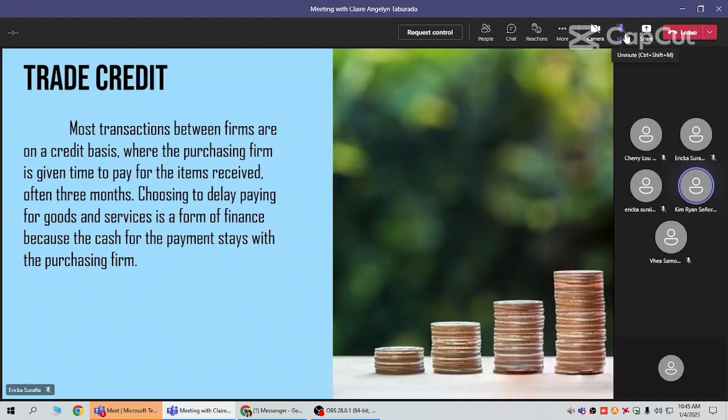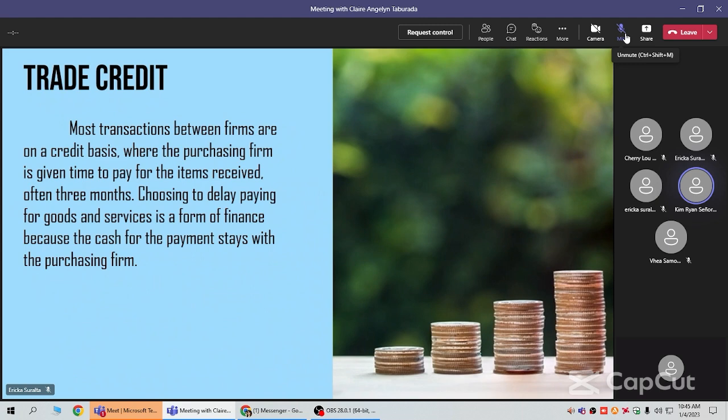So we have trade credit. Most transactions between firms are on a credit basis, where the purchasing firm is given time to pay for the items received, often 3 months. Choosing to delay paying for goods and services is a form of finance because the cash for the payment stays with the purchasing firm.